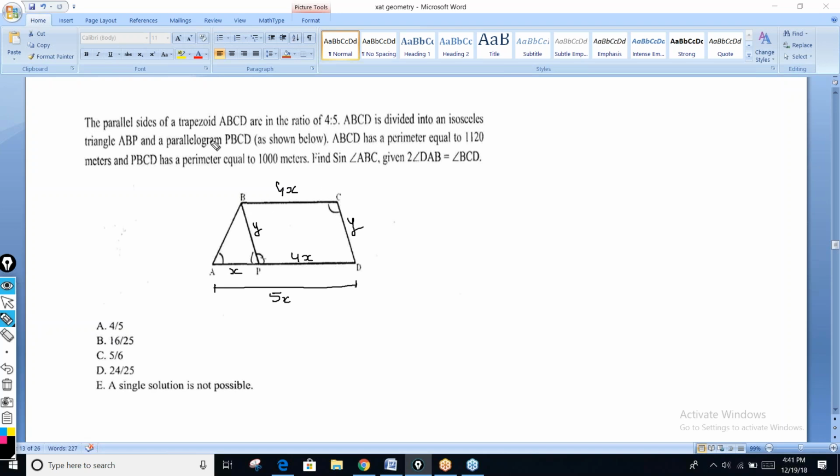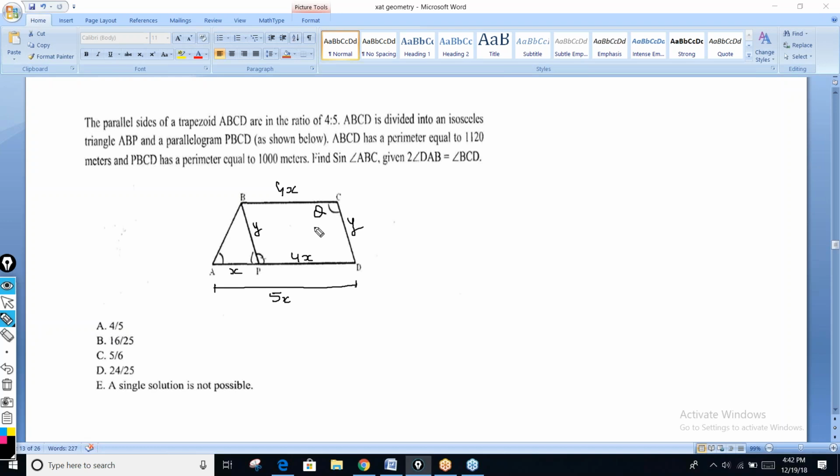What is given? ABP, and a parallelogram PBCD. These two angles are equal. ABCD has a perimeter equal to 1120 meters. PBCD has a given perimeter of 1000. Given that twice of angle DAB is equal to BCD.